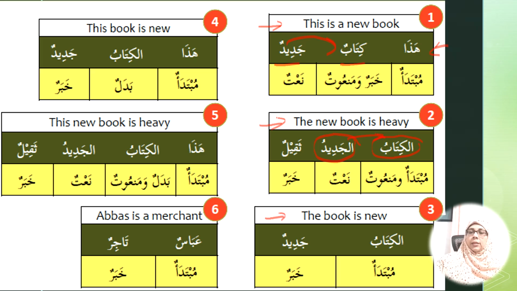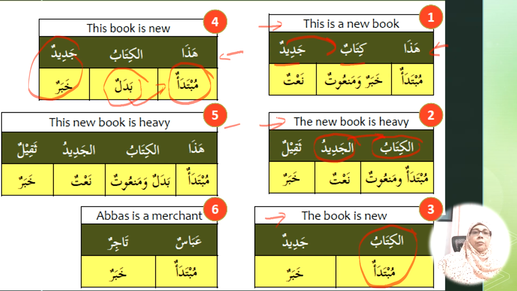And in the third sentence, al-kitabu jadidun. Here we see there's no adjective, right? We're saying the book is new. Here al-kitabu is the mubtada and jadidun is the khabar. Okay. In the fourth sentence, hadha al-kitabu jadidun. It means this book is new. So here hadha is the mubtada and al-kitabu is considered badal, which means it's a substitute of hadha, meaning it's referring to the same thing, right? Hadha al-kitabu, this book is new. So here jadidun is the khabar.